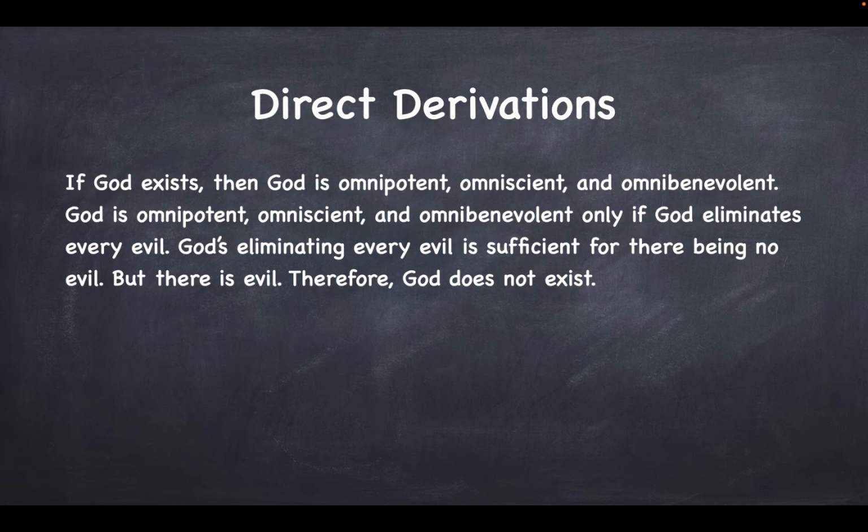The hybrid method that makes use of formal validity is sometimes useful, but when you've got a bunch of steps, it's more useful to just turn to something completely formal. Okay, so I'm just going to read the English. If God exists, then God is omnipotent, omniscient, and omnibenevolent.